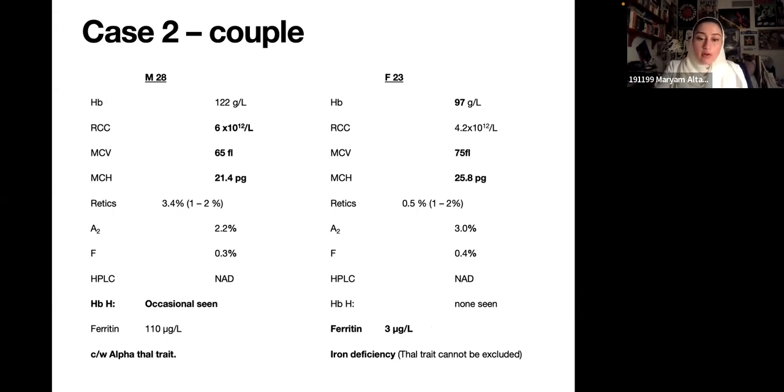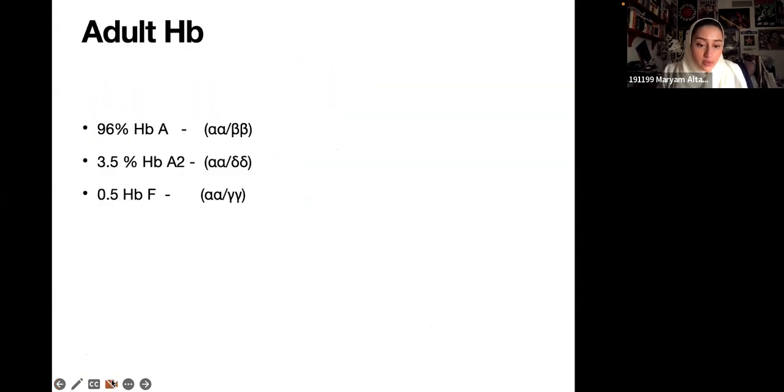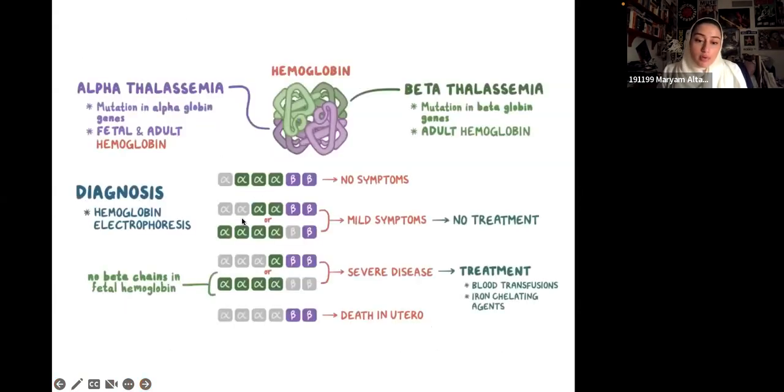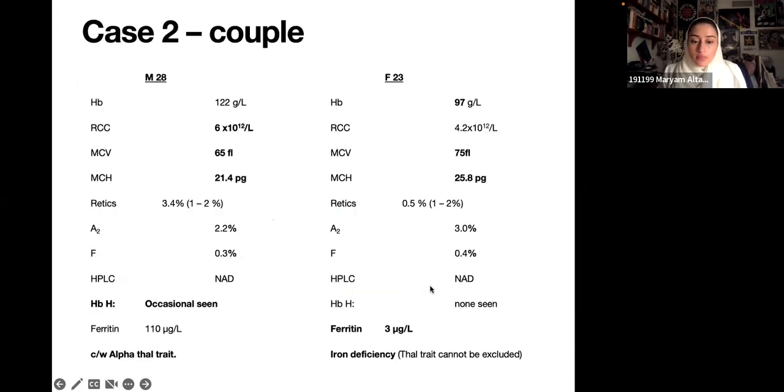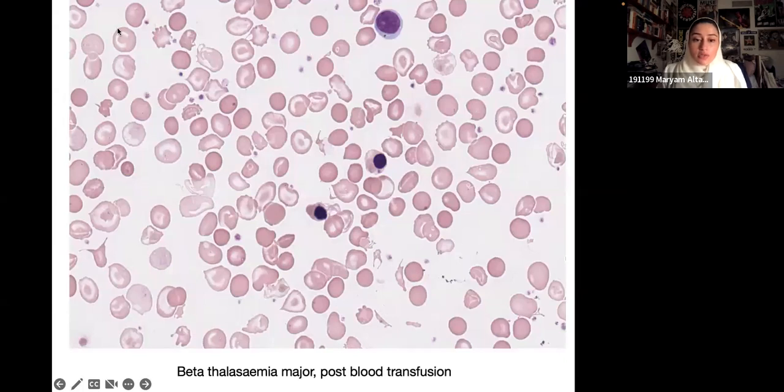Because remember from the graph that I showed you, you can still have both. For example, if you have alpha thalassemia trait, and let's say this person and this person have a baby, you could get a scenario where the patient has a very severe disease, which is dangerous, of course. And so this is a patient with beta thalassemia major. However, this is post blood transfusion, so that's why you see abnormal hypochromic cells along with normal cells. These normal cells are from the blood transfusion, so from the donor, not from the patient themselves.